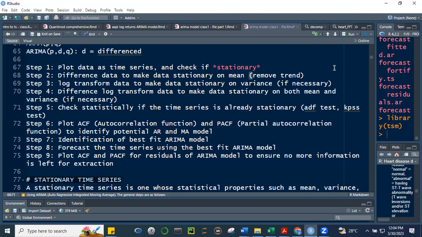Now let's say naman yung data natin, non-constant yung variance. Okay, what do we mean by non-constant yung variance? Di ba? We already mentioned that before. Pag yung data natin, not constant yung variance.